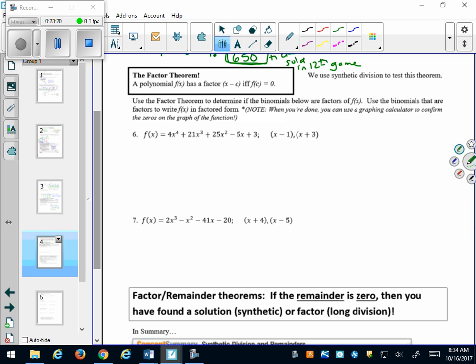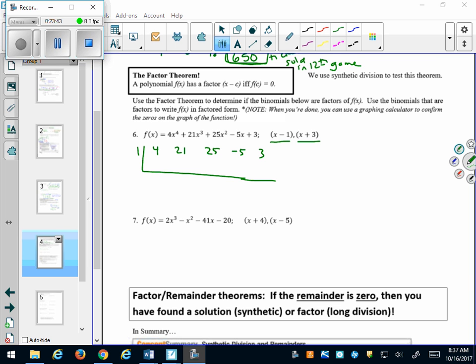So we're really back to where we were before, where we're writing it in factored form, but they want us to test all of these factors first, right? So synthetic division basically twice just to check: is this a factor, is this a factor? And then if you found a factor, then factor from there.